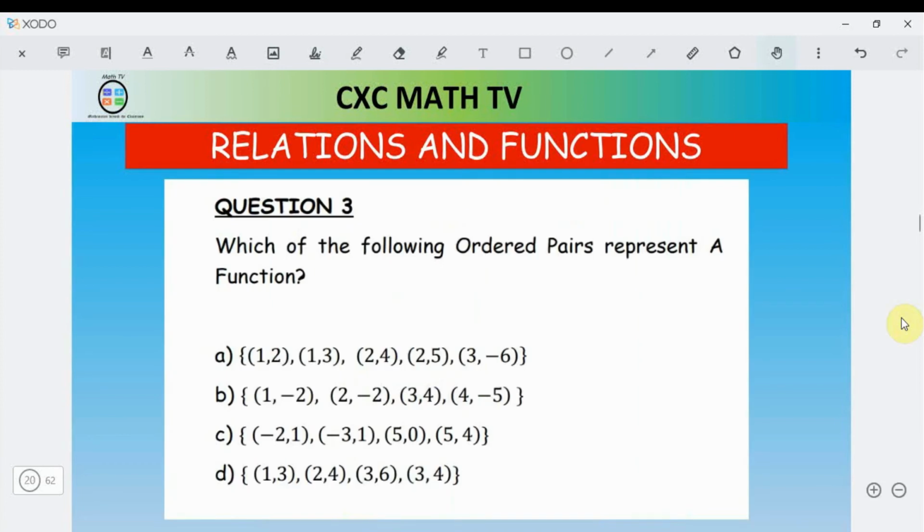All right. Now this question says, which of the following ordered pairs represent a function? So now we need to use the definition to look at which ordered pairs are functions. Pause the video and attempt.